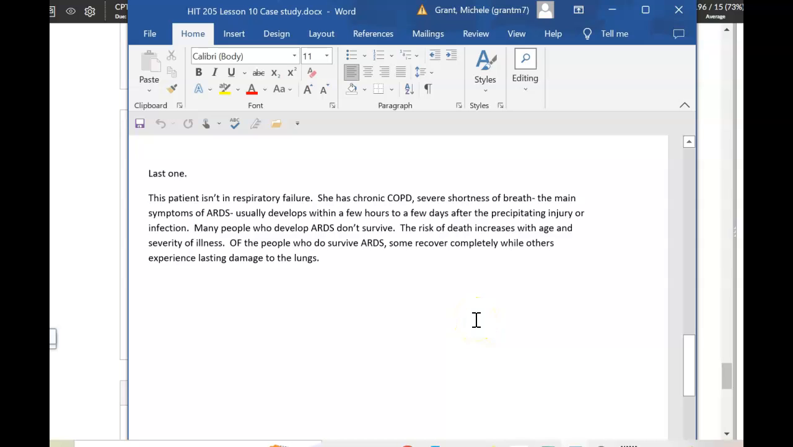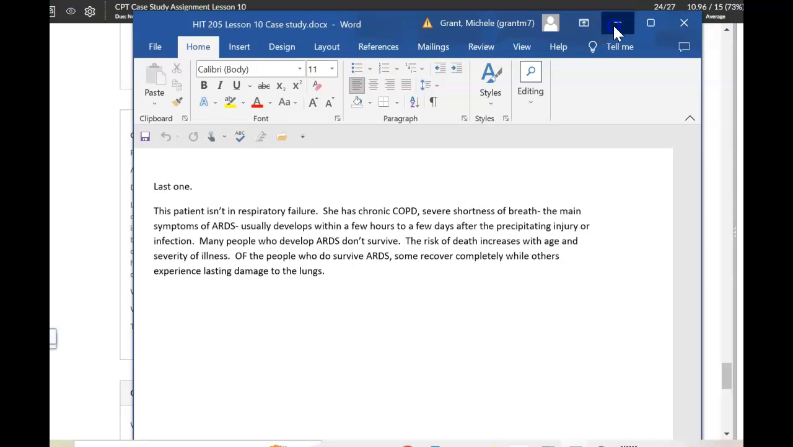This patient isn't in respiratory failure. She has chronic COPD, severe shortness of breath. The main symptoms of ARDS usually develop within a few hours to a few days after the precipitating injury or infection. Many people who develop ARDS do not survive. The risk of death increases with age and severity of illness. Other people who do survive, some recover completely, while others have lasting damage to the lungs.